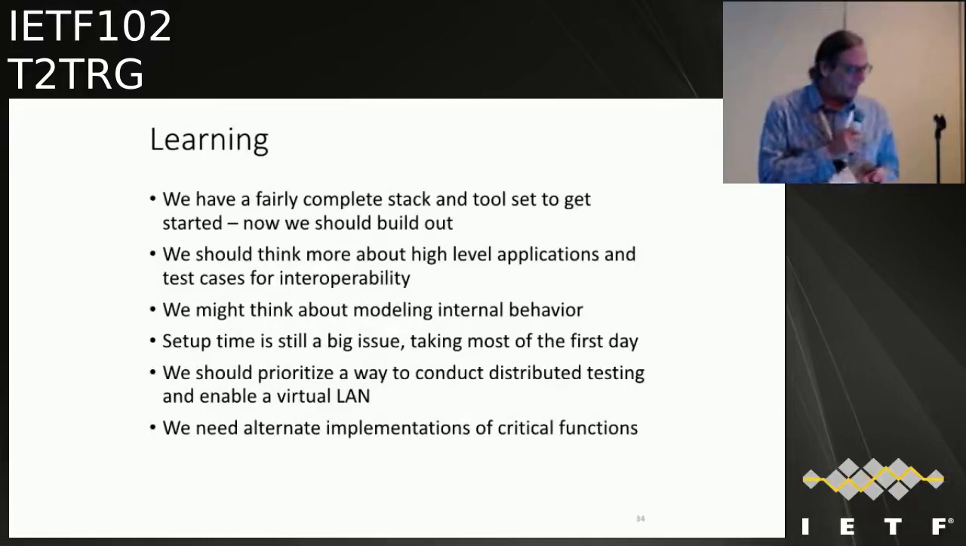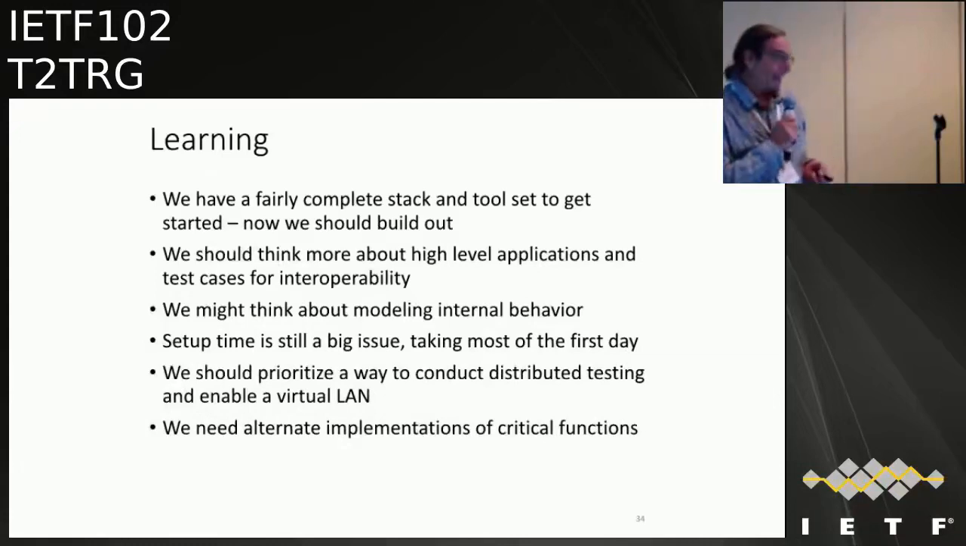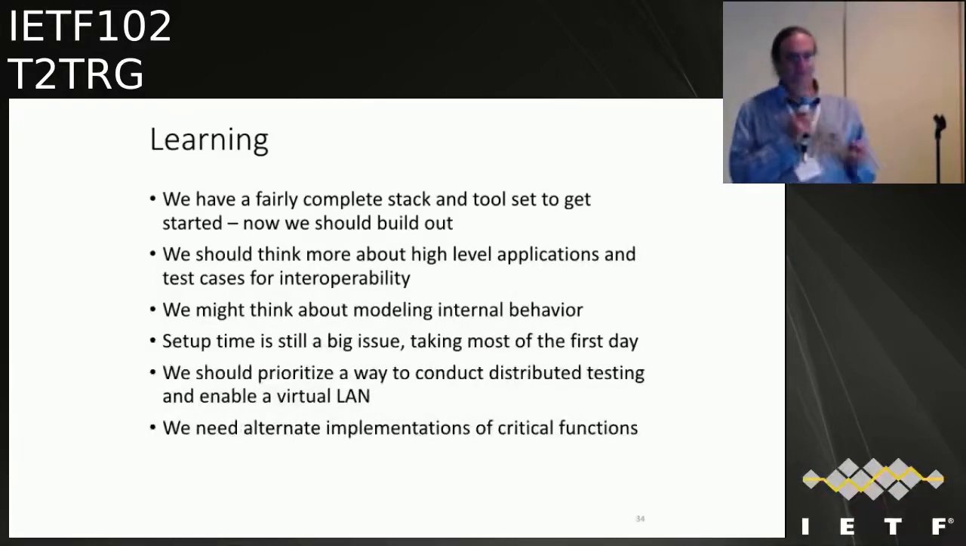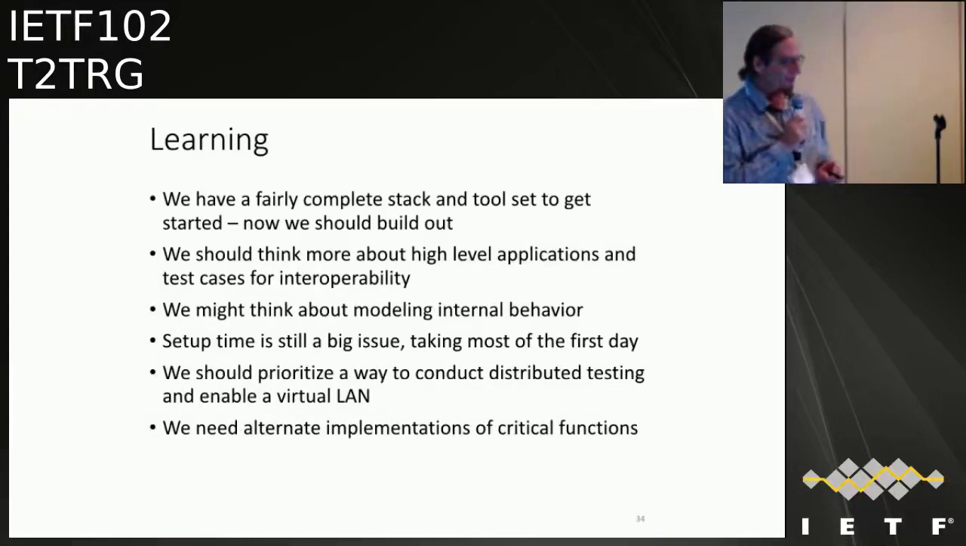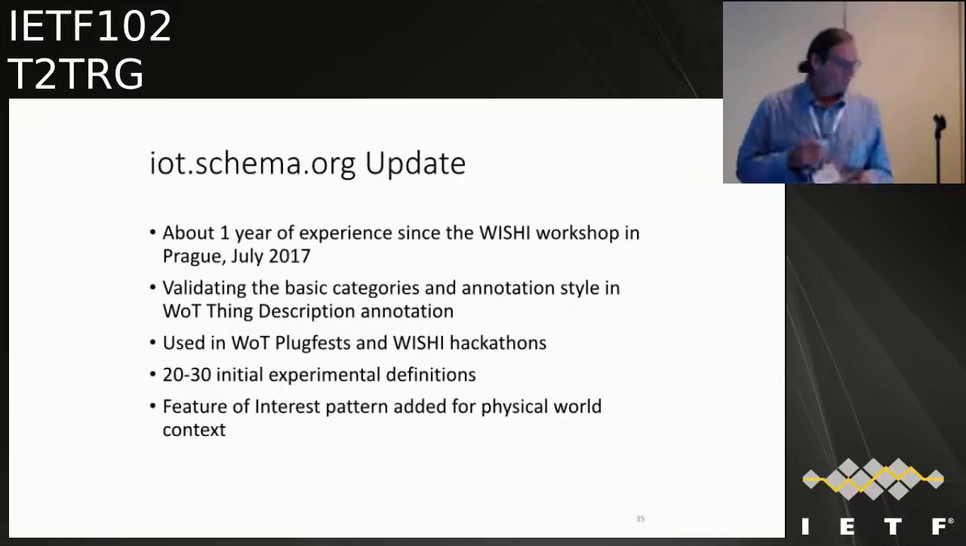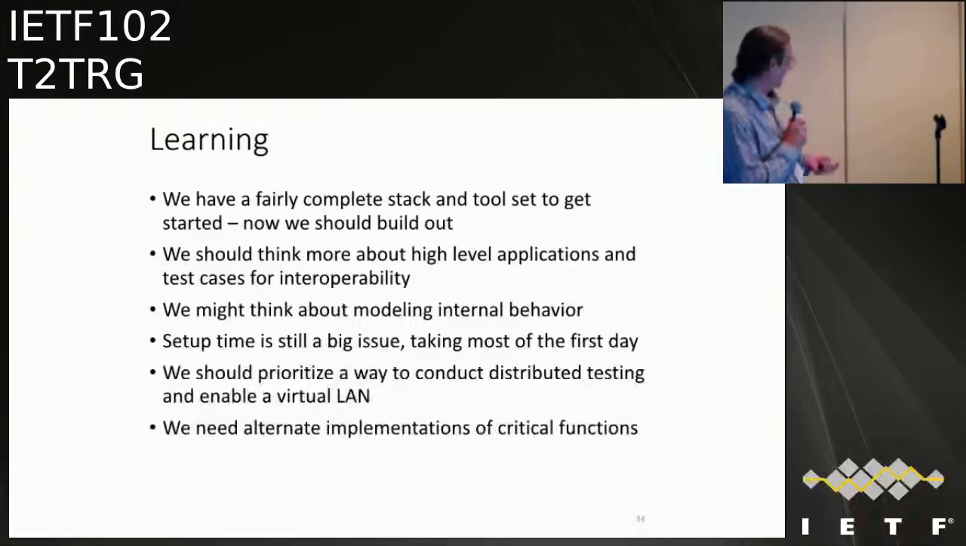But it might be that, if we can figure out how to do distributed testing and enable virtual NANs, F-interop type system, then that might have us in a better state of readiness. And then we need some alternate implementations of the critical functions. We need multiple directories and multiple server implementations that we can use. So that was the end. That's all on the hackathon. Are there any comments from others who were at the hackathon or anything anyone wants to add?